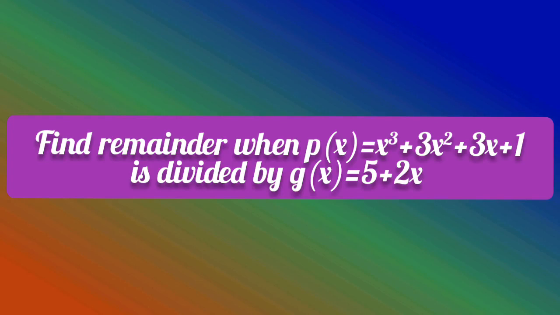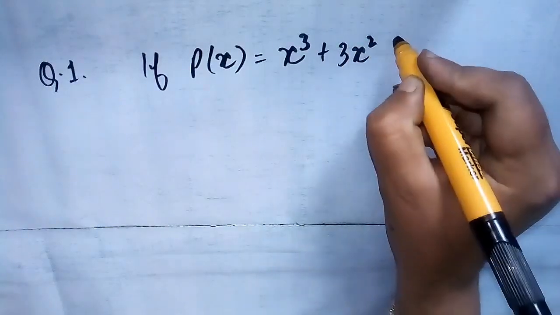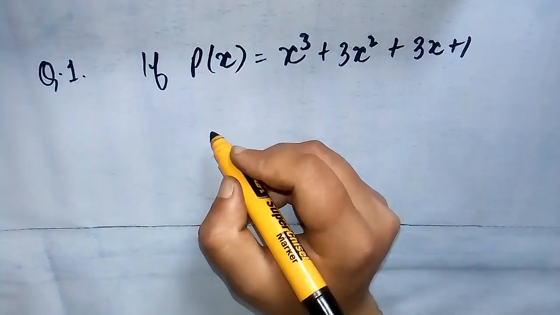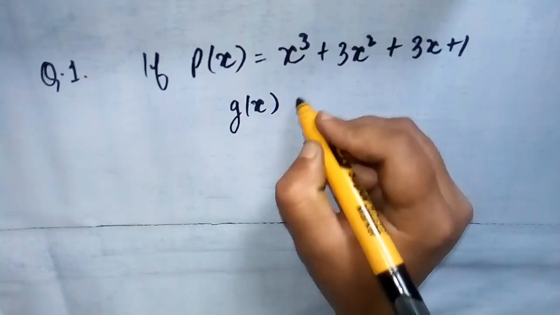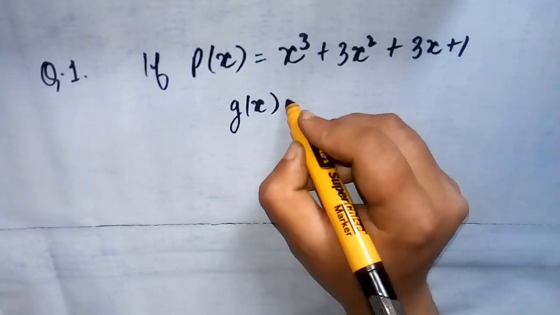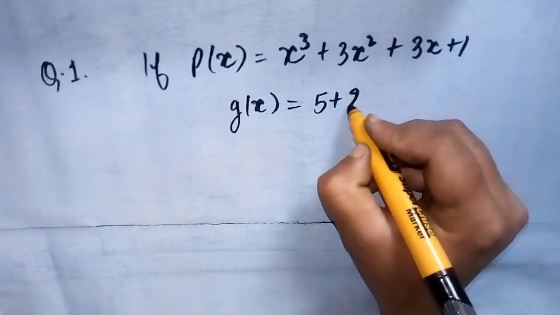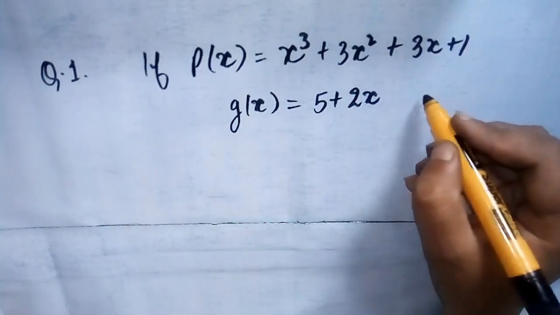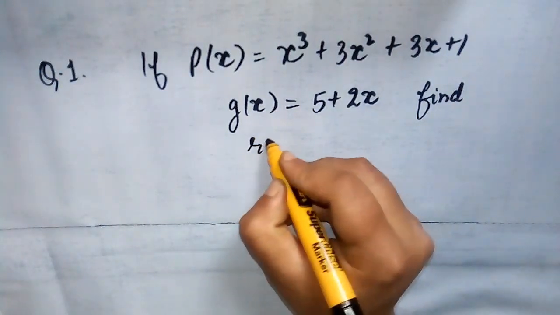So here we have to apply the remainder theorem to solve this question. We know that p(x) equals x cube plus 3x square plus 3x plus 1, and if this p(x) is divided by g(x), that is 5 plus 2x, then we have to find the remainder. I repeat, if p(x) is divided by g(x), then find the remainder.